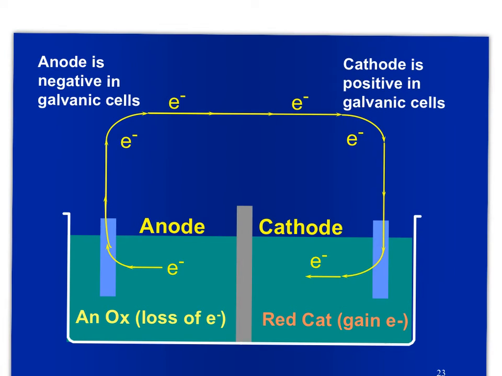The anode is negative in galvanic cells, and the cathode is positive in galvanic cells. And I think of, on this side, since it has the electrons, I know the electrons are moving away from it. That's why it's negative. And this one's positive because it's the cat. Remember, the cat in there has a T, which is like a positive. So if one is negative, the other one is positive. This is reversed for electrolytic cells.